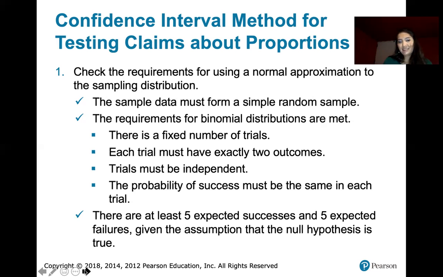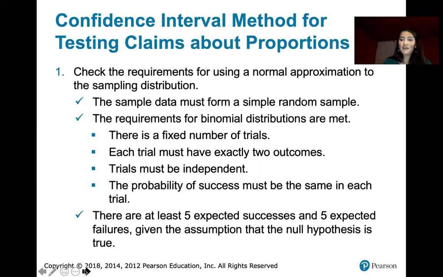So when we say we have at least 5 expected successes, that means if we take the number of trials, n, and we multiply by the probability of success in one trial, which is the p stated in our null hypothesis, so that's the p that we're assuming in our null hypothesis. If n times p is greater than or equal to 5, that means we have at least 5 expected successes.